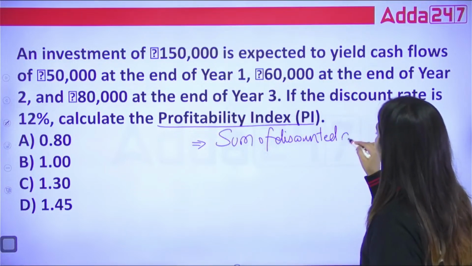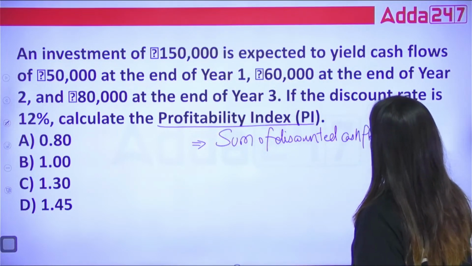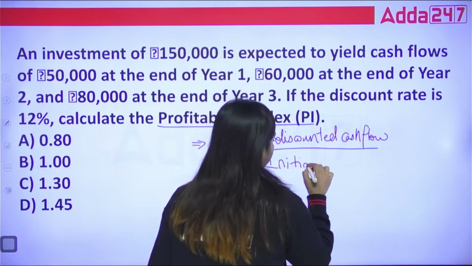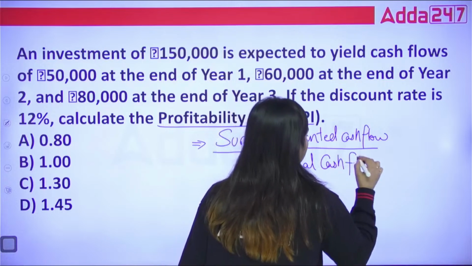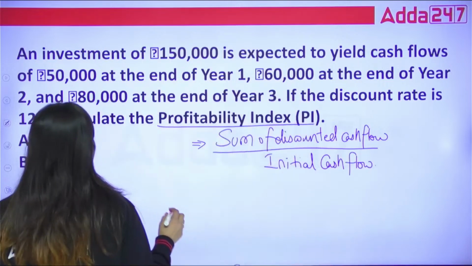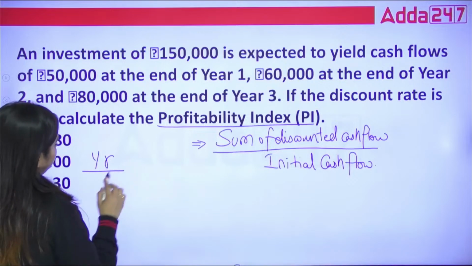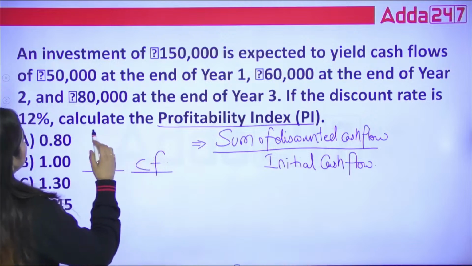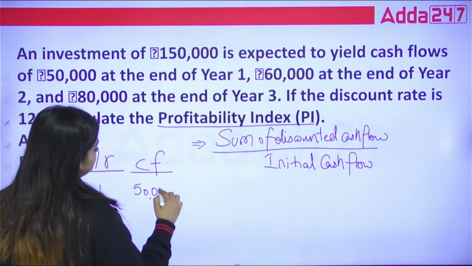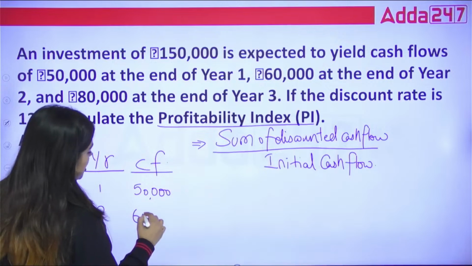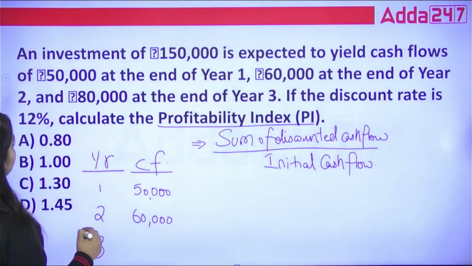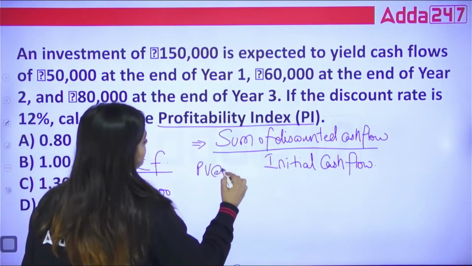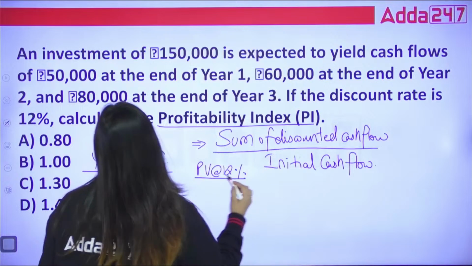The formula is sum of discounted cash flow divided by initial cash flow, correct? So with this, if you prepare years 1, 2, 3, what are the cash flows? For year 1, we have 50,000. For year 2, we have 60,000. For year 3, we have 80,000. And what is the discount rate given to us? That is 12%.